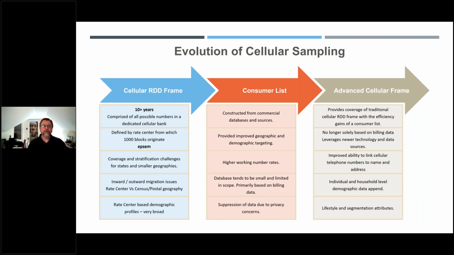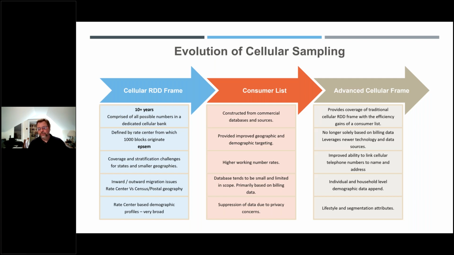Because they were defined by rate centers, they don't conform to the geography that researchers used. It doesn't conform to census geography. They don't conform to postal geography. It's telephony geography. And it's really based on where the telephone companies run their wires and how they originate out of the switching centers. So getting those 1,000 blocks to map back to geography that makes sense for all of us was certainly a very big challenge.